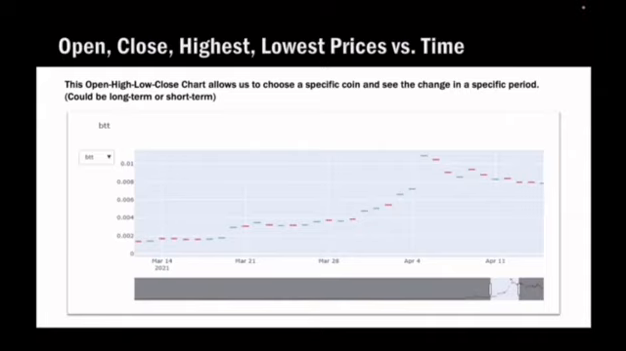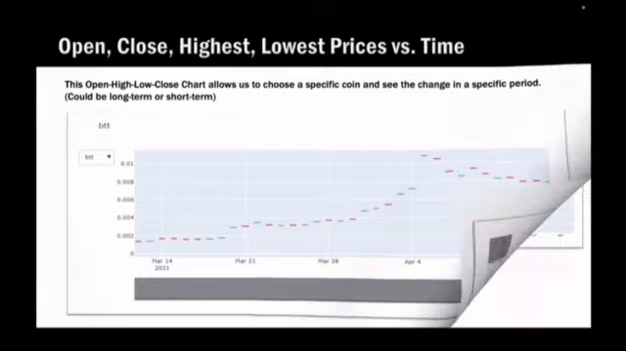The fourth graph is a candlestick graph that shows the open, close, highest, and lowest price of the cryptocurrencies. We also added a feature to select different types of the cryptocurrencies. Bitcoin is selected as an example here.